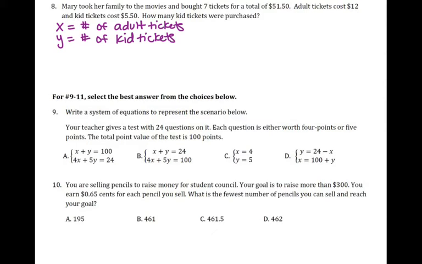Now they bought a total of 7 tickets, so that means when I take my adult tickets plus my kid tickets, it gives me a grand total of 7. And it was for a total of $51.50. An adult ticket costs $12, so I have 12x plus child ticket costs $5.50, so 5.50y equals $51.50.